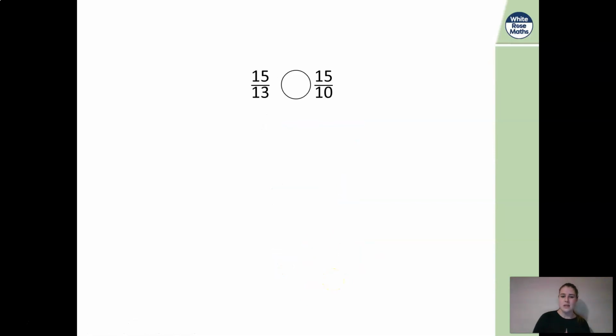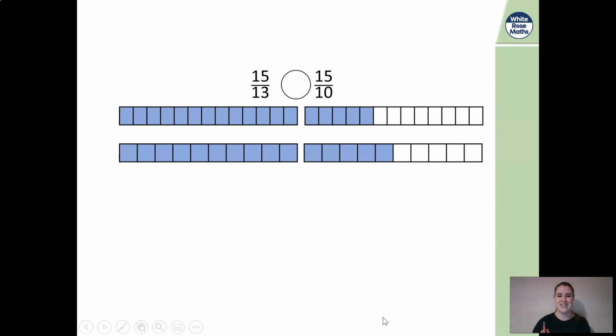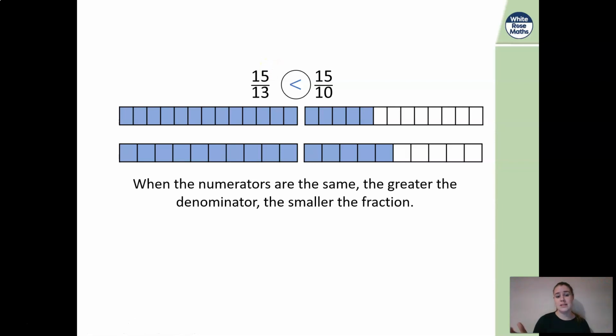Okay, so let's consider this one here. So we've got 15/13, and here we've got 15/10. Now I can clearly see that 15/10 is bigger, and that's because I'm looking at my numerators. My numerators were exactly the same, and the rule is if the numerators are the same, the bigger the denominator, the smaller the fraction.